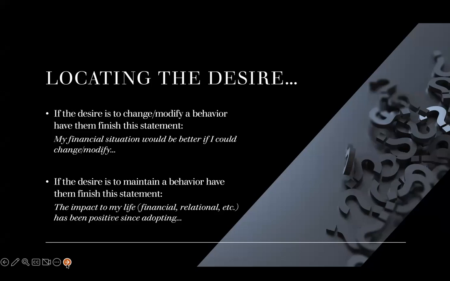Now, if the desire is to maintain the behavior, then you want to have them finish this sentence: "The impact to my life, financial, relational, etc., has been positive since adopting..." This second question is really about getting them to see the positive aspects of engaging in behavior change, which creates the momentum and motivation to maintain or stay the course. Does that make sense, everyone? Let me pull up the chat so I can see. All right.